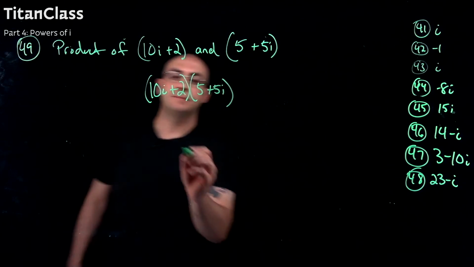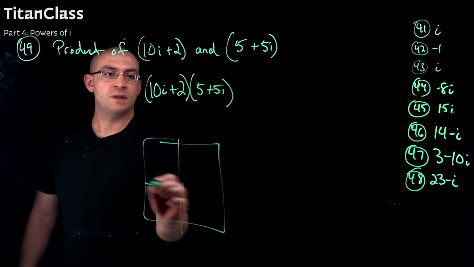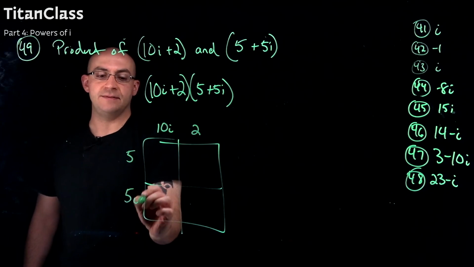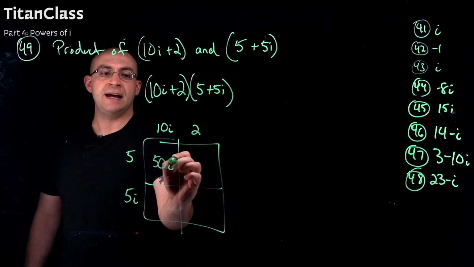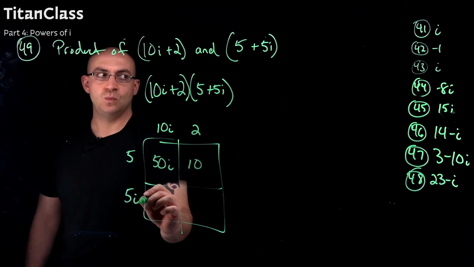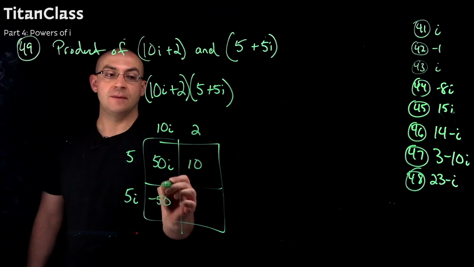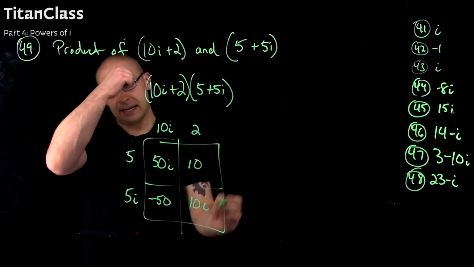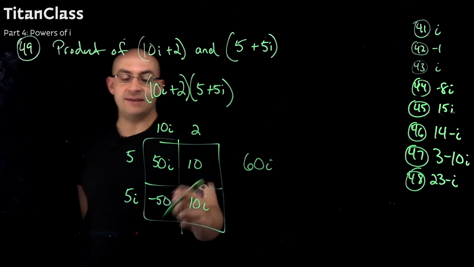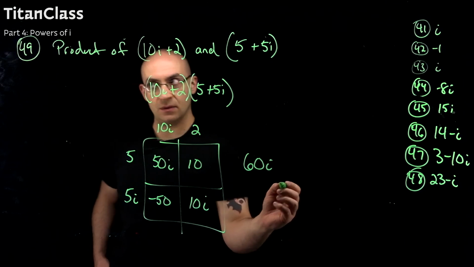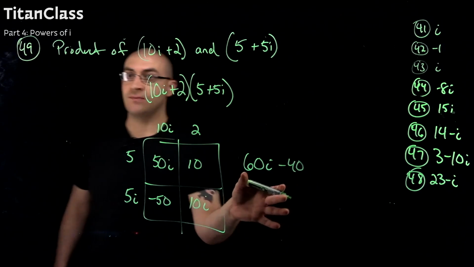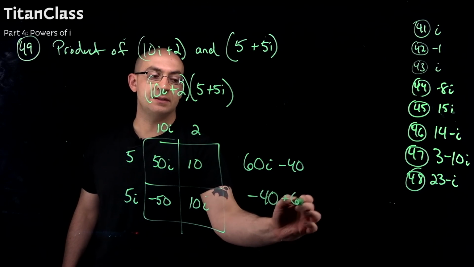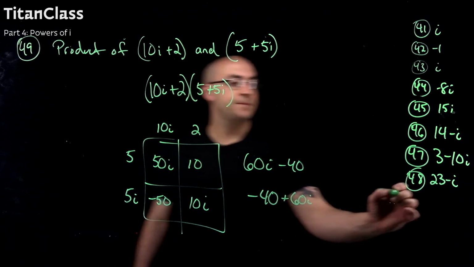We're going to use an area model. 10i and 2, 5 and 5i. This is 50i, 10. 50i squared is negative 50, and 10i. Combine like terms: 50i and 10i is 60i, and negative 50 plus 10 is negative 40. But it's in the wrong format, right? It's got to be a plus bi. So this switches around: negative 40 plus 60i. That's my final answer there.